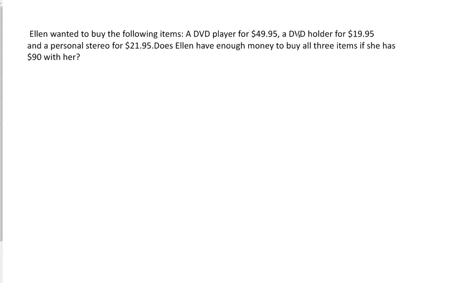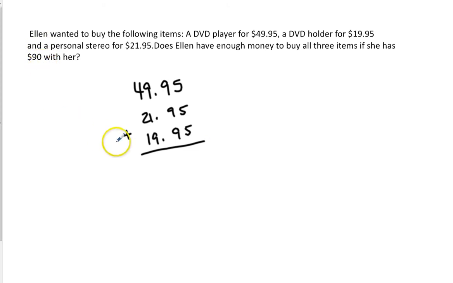Ellen wanted to buy the following items: a DVD player for $49.95, a DVD holder for $19.95, and a personal stereo for $21.95. Does Ellen have enough money to buy all 3 items if she has $90 with her? So we're looking at going to the store and buying these items, which means we're going to add them all up. And when I add decimals, I have to line up my decimal points. So this becomes $49.95, $21.95, and $19.95. And notice they're not in order, which is fine because addition doesn't have to be in order. I'm not adding in the $90 because I'm comparing it to the $90 to see if she has enough money.